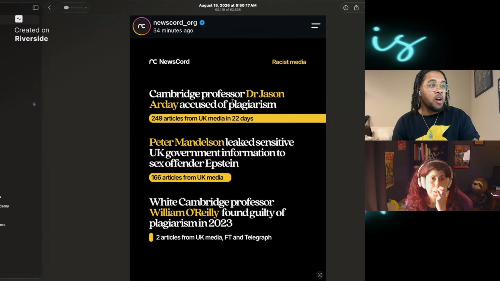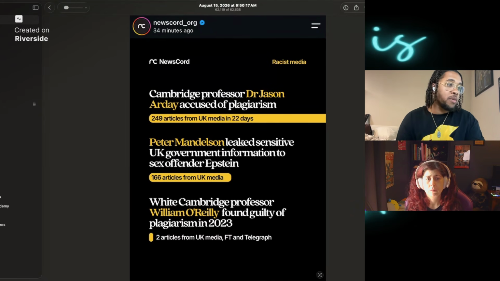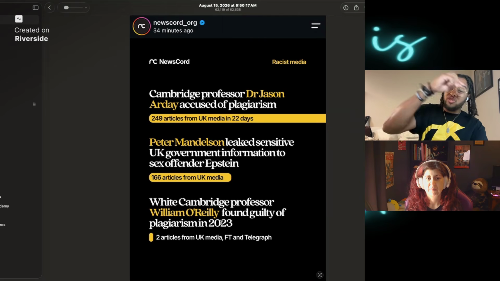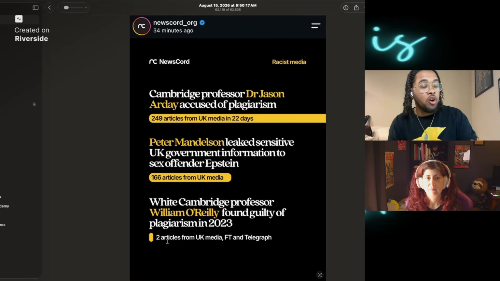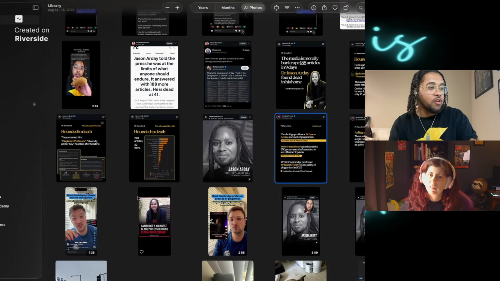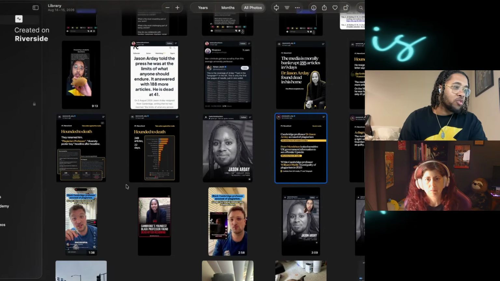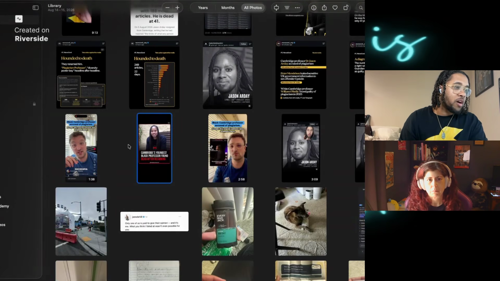And he was accused of plagiarism with 249 articles from the UK media in 22 days. Peter Mandelson leaked sensitive UK government information to sex offender Epstein and only got 166 articles. And white Cambridge professor William O'Reilly, found guilty of plagiarism in 2023 from his own students, had only 2 articles, and he wasn't even fired. He was just given a slap on the wrist for that. So there's a whole bunch of problems.